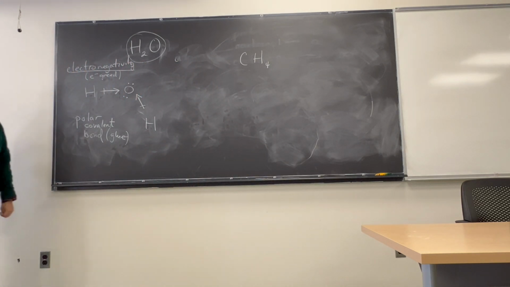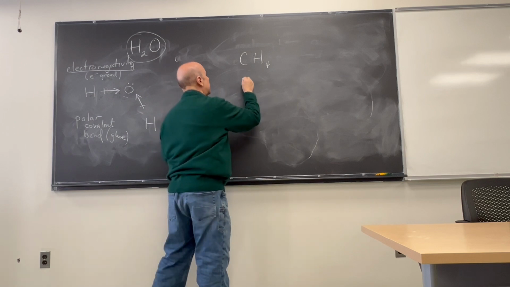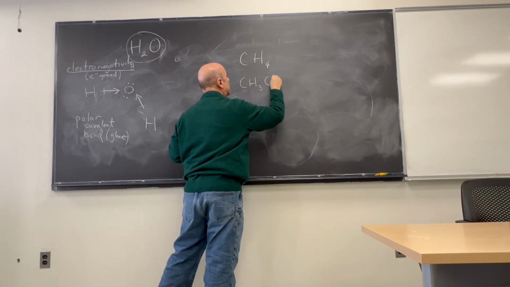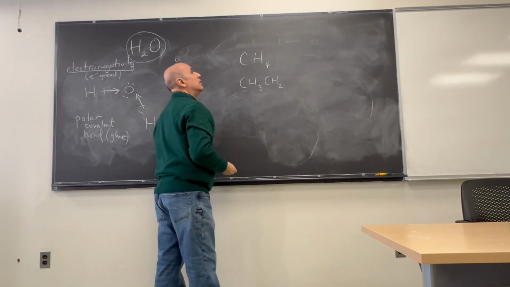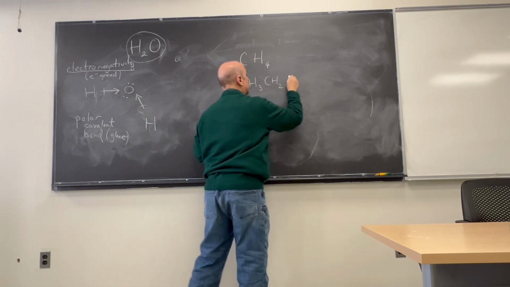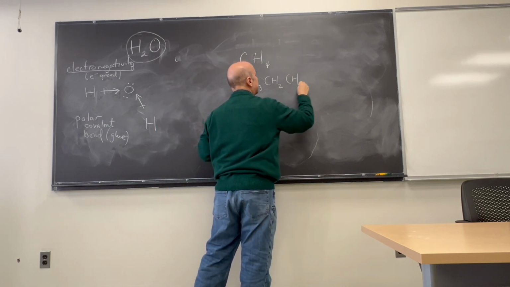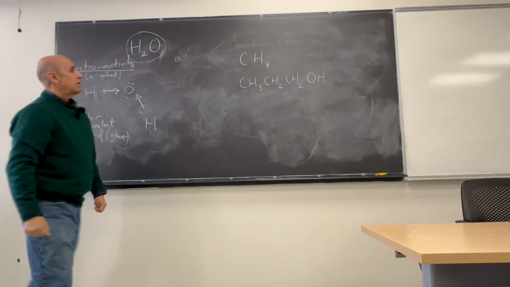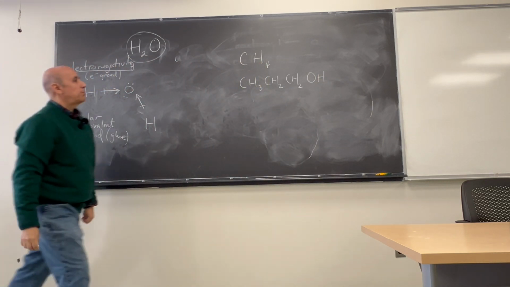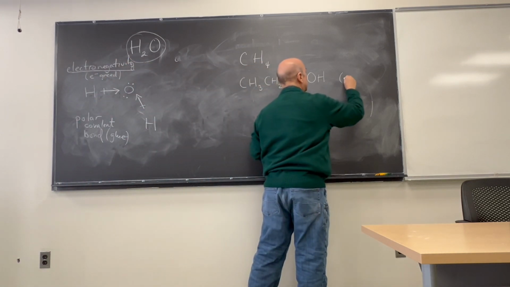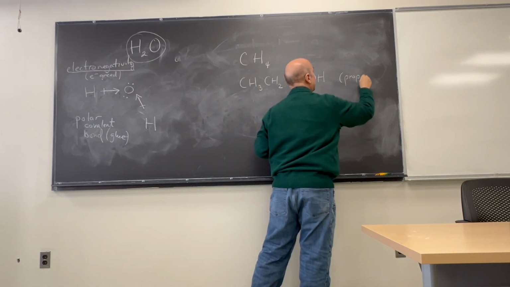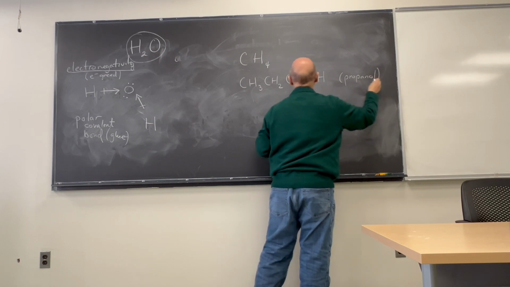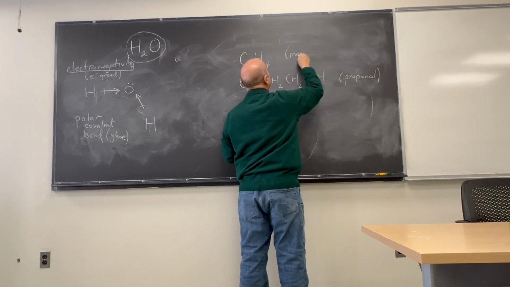Now, I'm drawing another chemical here. Let's go with a chemical called isopropyl alcohol or propanol. This is rubbing alcohol. Propanol. This is called methane.